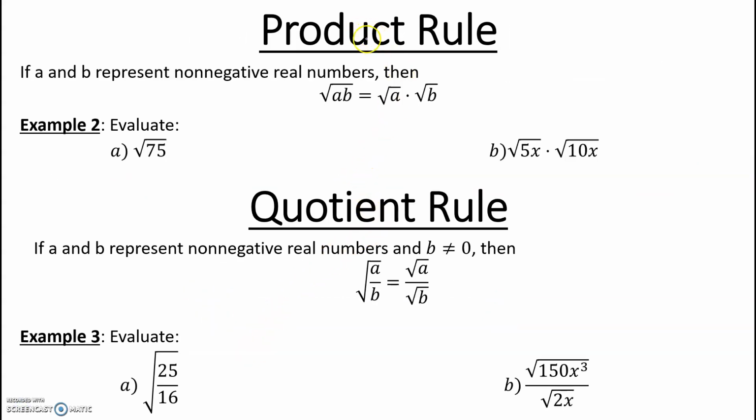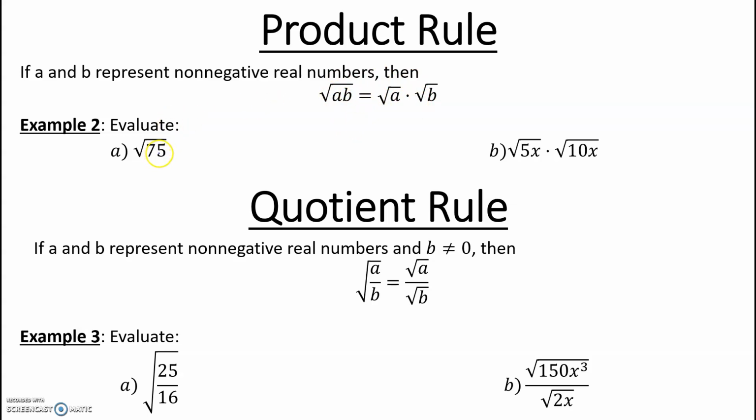So we're going to talk about the product rule, which again is multiplying. Understand if you have two numbers being multiplied, you can separate them as well under a square root. So you could say the square root of a times the square root of b instead of the square root of a times b. And it works both ways, whichever one's more beneficial to you.